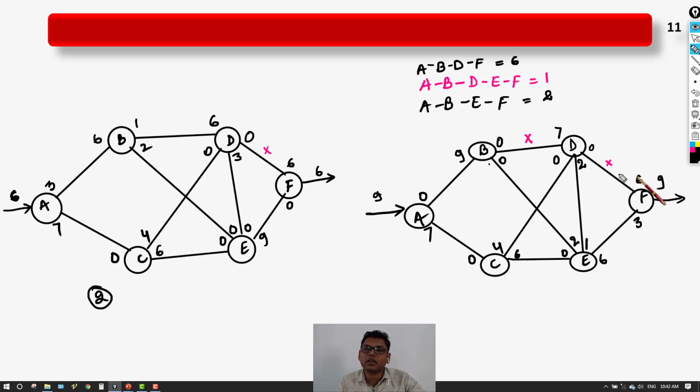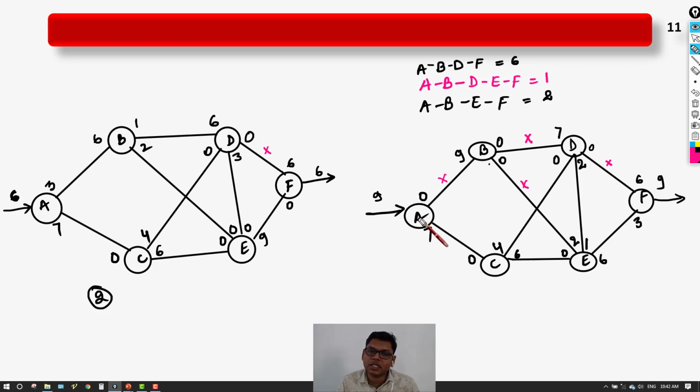If you are confused about how much, if you don't remember, just add it. 6 from this path, 1 from this path, and 2 from this path. So total 9 is now assigned. Means 9 is entering and 9 is exit. Now this path is also over. So cross it. Now B is also over, means now this is also over. Now we cannot go from A to B and all this.